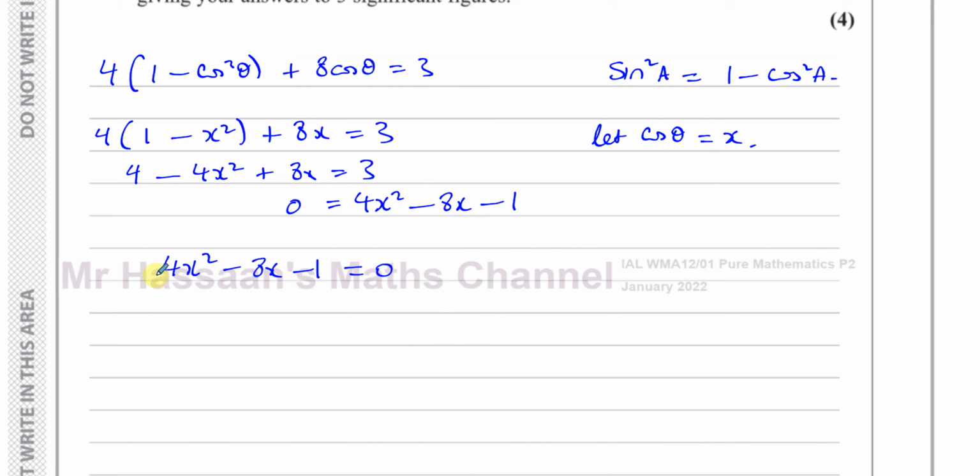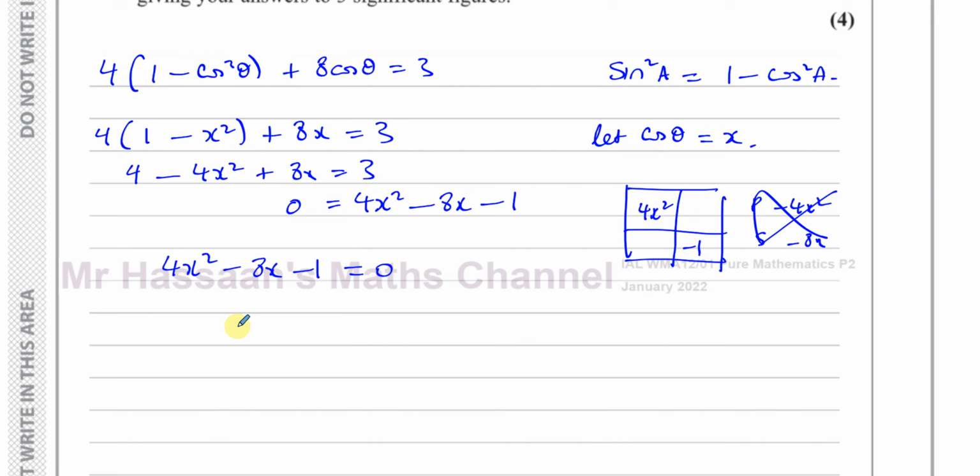Now, I can try to solve this by factorizing, but I'd need to find two numbers that multiply to give negative 4x squared and add to give negative 8x. I don't think it will actually factorize, but you can check if you want. I don't think that's possible. For the product to be negative and the sum to be negative, they have to have different signs, and you only have 4 and 1 or 2 and 2, which won't work. So there's no way this will factorize. We can either complete the square or use the quadratic formula.